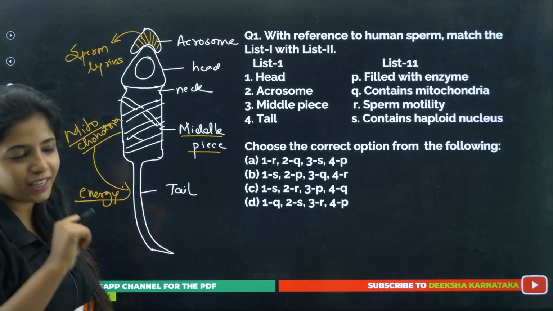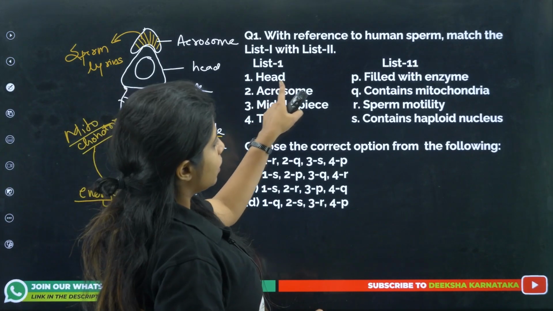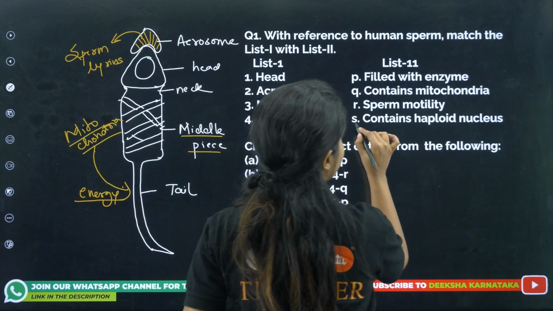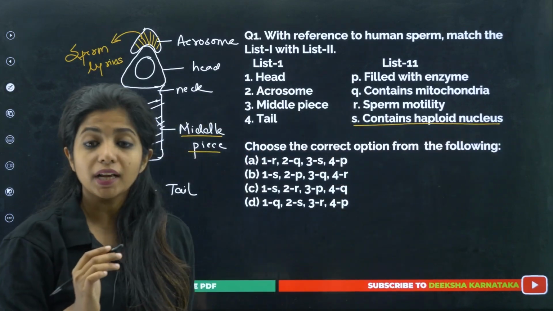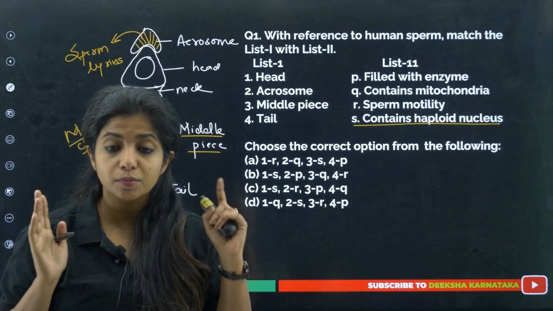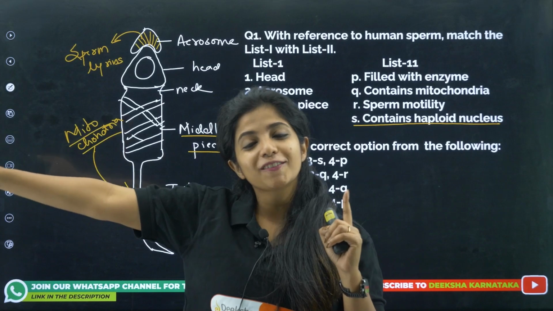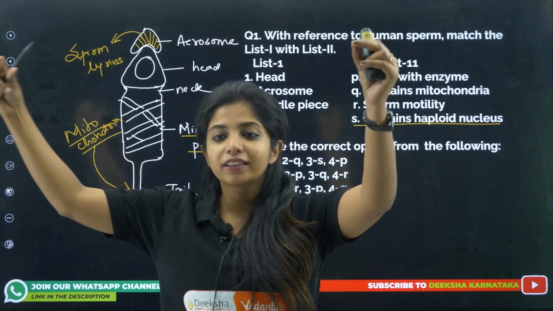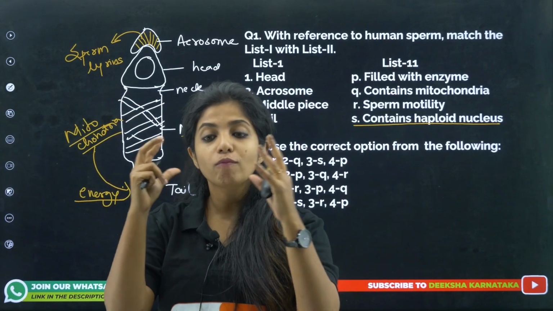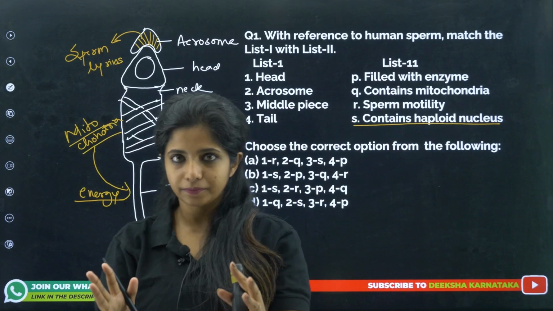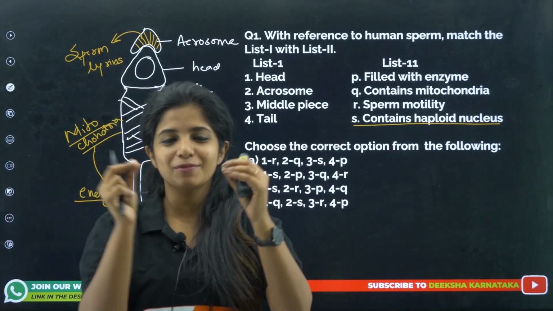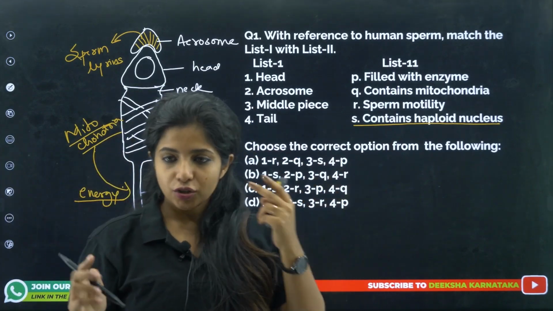Cool? Now I think you can solve it. So head, what does it contain? It contains a haploid nucleus. Haploid, as in half the number of chromosomes are there in this nucleus, because the other half is contained within the egg. The half and the half come together and form a diploid zygote. So haploid sperm and haploid egg come together to form a diploid zygote. So it has to be haploid.